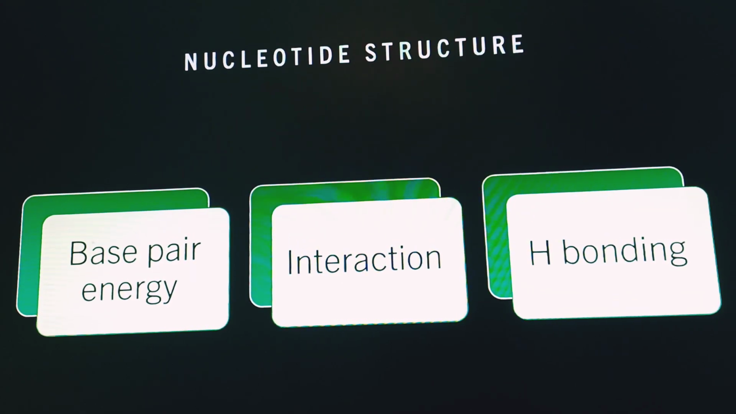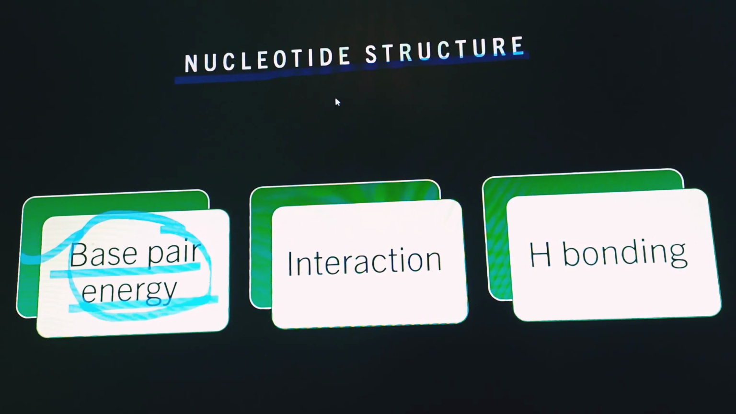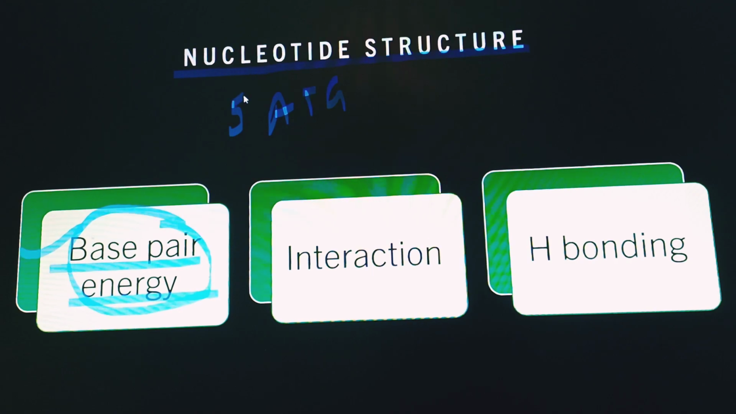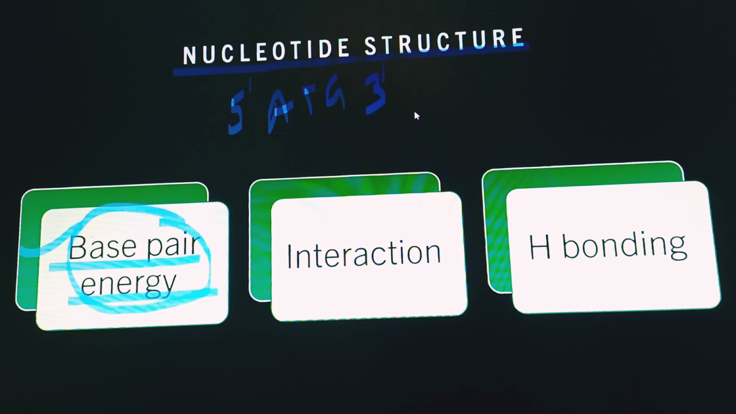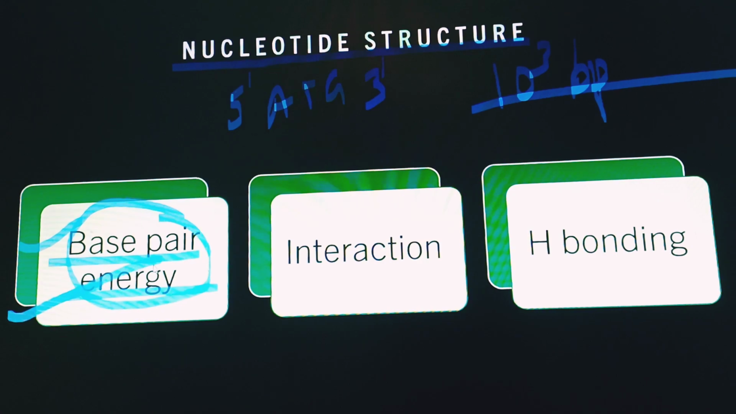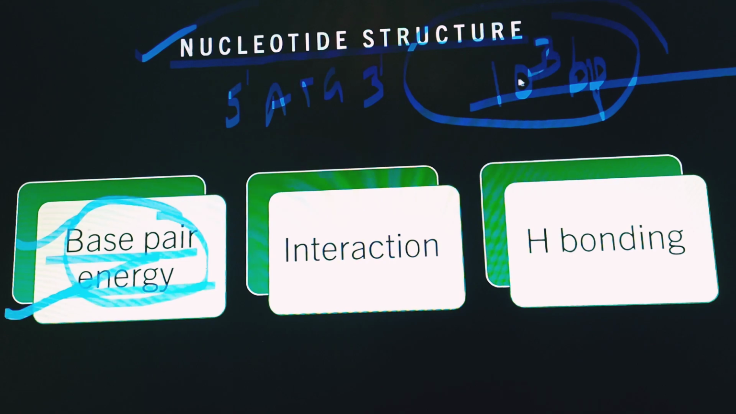Next, moving forward, we have nucleotide structure. So how is bioinformatics contributing to nucleotide structures? Knowing the base pair energy. We want to calculate the base pair energy. We can easily calculate it with the help of bioinformatics. If we want to calculate the base pair energy for a very short sequence like ATG, we can easily calculate it. But if the sequence is of 10 raised to the power 3 base pairs, we cannot calculate the base pair energy quite easily. So for such big data, or in general for data, we are using bioinformatics.